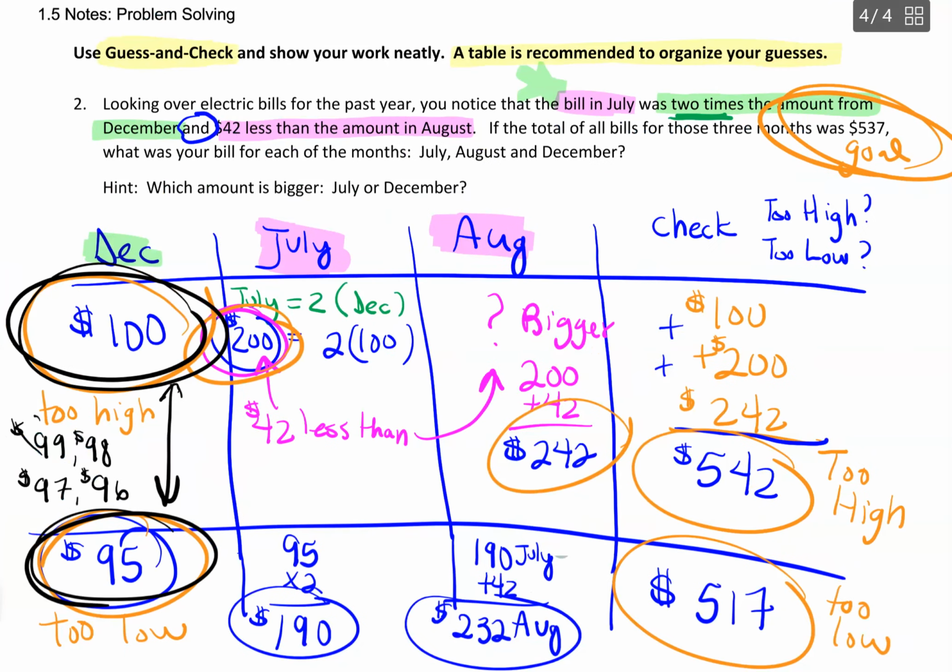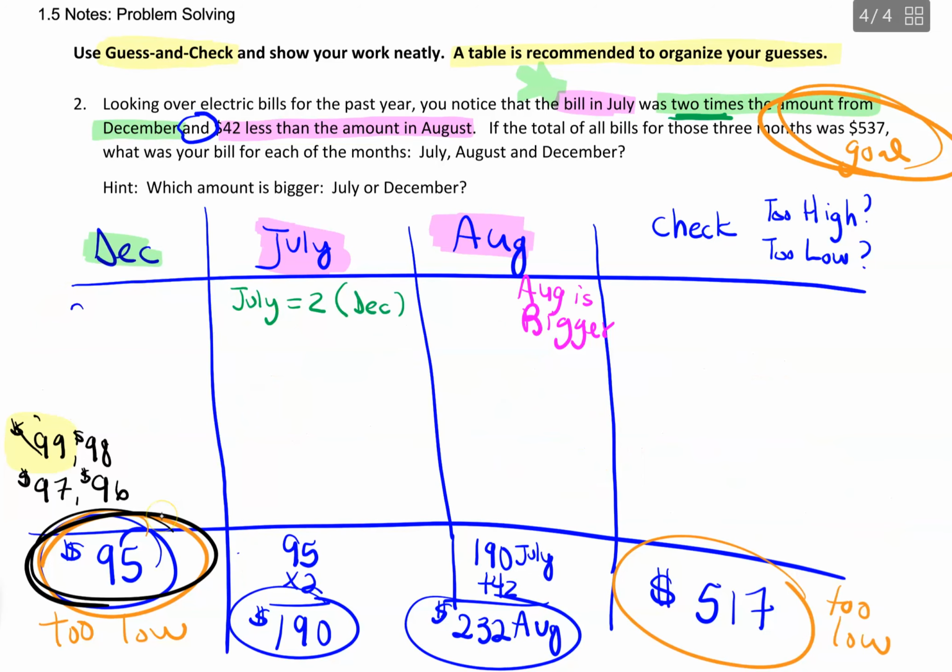Okay, so we're just going to whittle our way down here. So 100 was too high, 95 too low. Let's try $99. So I'm going to repeat this process with $99. Okay, so I'm guessing $99 for December. The bill in July is 2 times the amount from December. So I'm going to take December, multiply it by 2, and that's going to calculate my amount for July. So I have $198 in July.